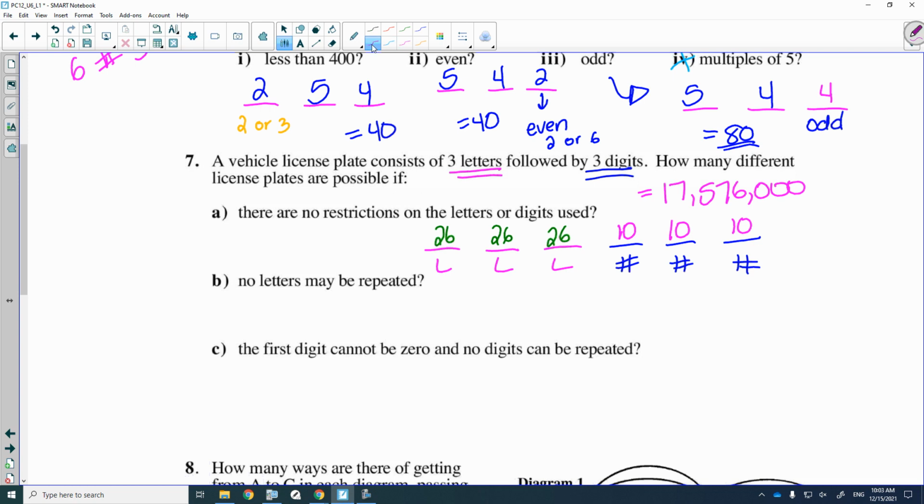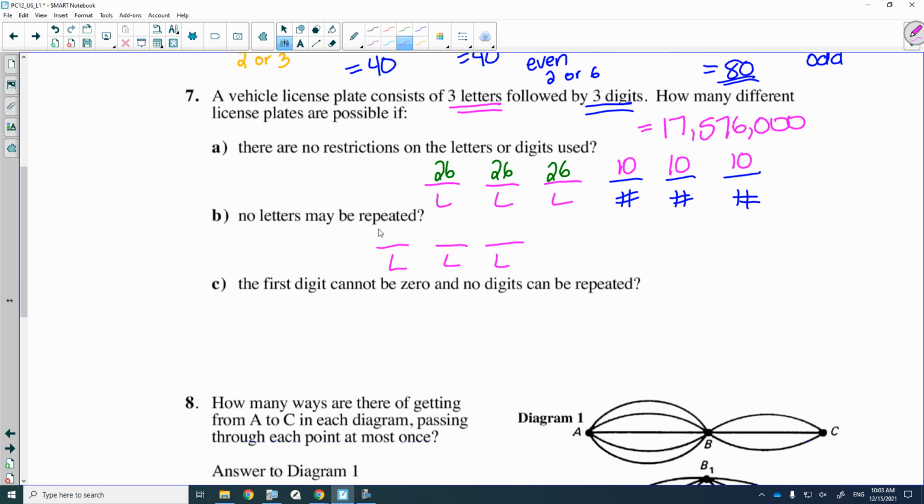B. We're going to have the same thing. It's going to be three letters to start with. But they give a restriction. No letters may be repeated. So how many choices of letters can go in that first stage? There are 26 letters. Once you place a letter, if it can't be repeated, you've got 25 and you've got 24. Then it was followed by three numbers. It never gave any restrictions on the numbers. You've got 10 numbers, choices that could go there, 10 digit choices that could go there, and there's 10 here. If you multiply that, you're going to get 15,600,000 different license plates that would have three letters followed by three digits. Each letter is different.